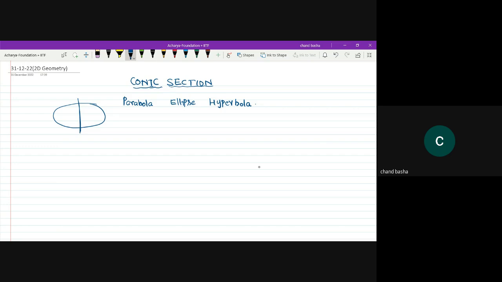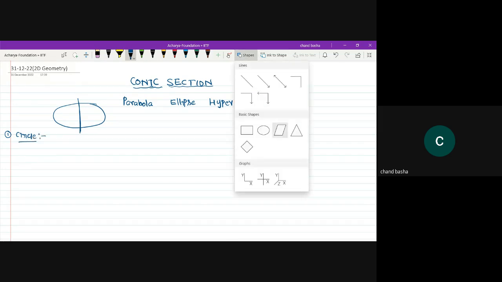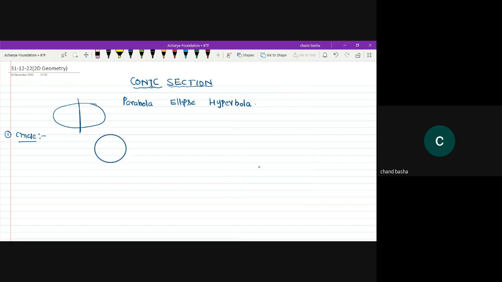So what is the circle equation? Already you know that. The first point to be discussed in this concept is the circle. What is the circle equation? Suppose this is the center. This is the fixed point. And this point is moving in a plane, and it is represented as the center. This is the fixed point. And if you observe, this is a movable point: P, P1, P2, P3, and so on.